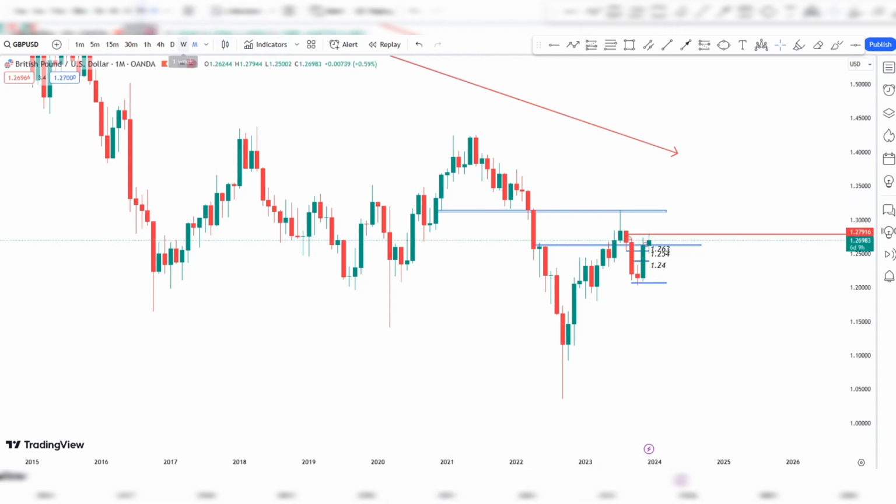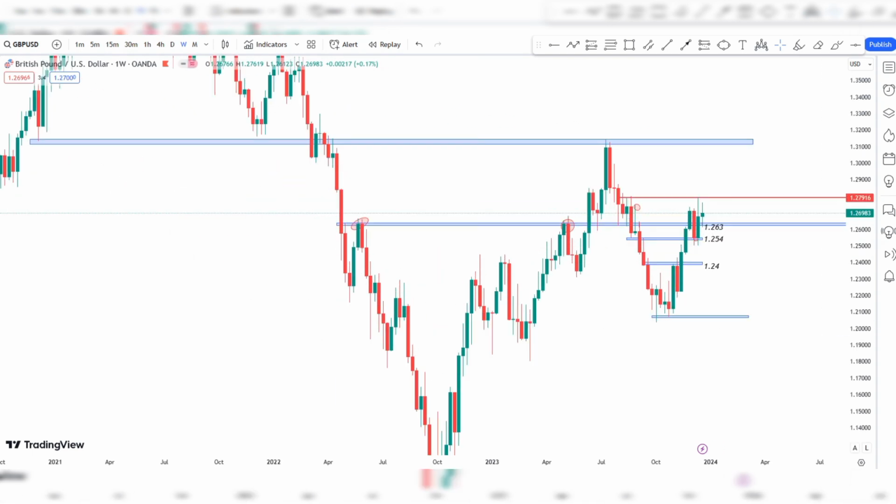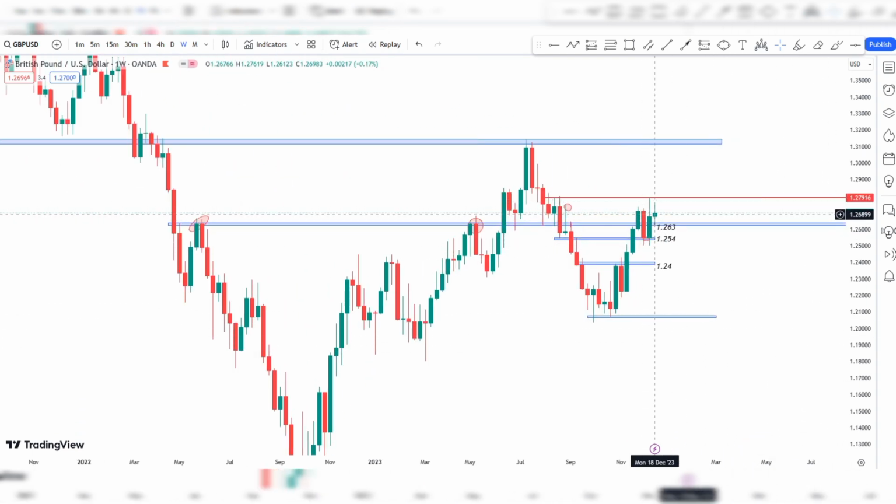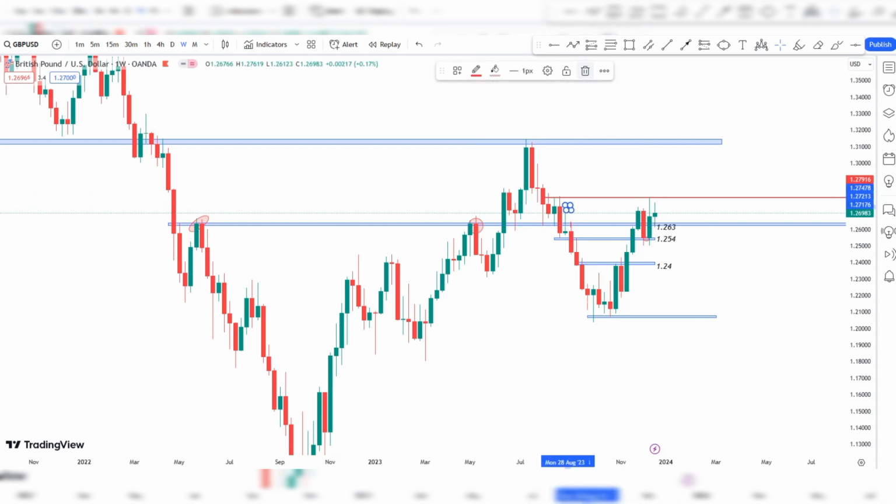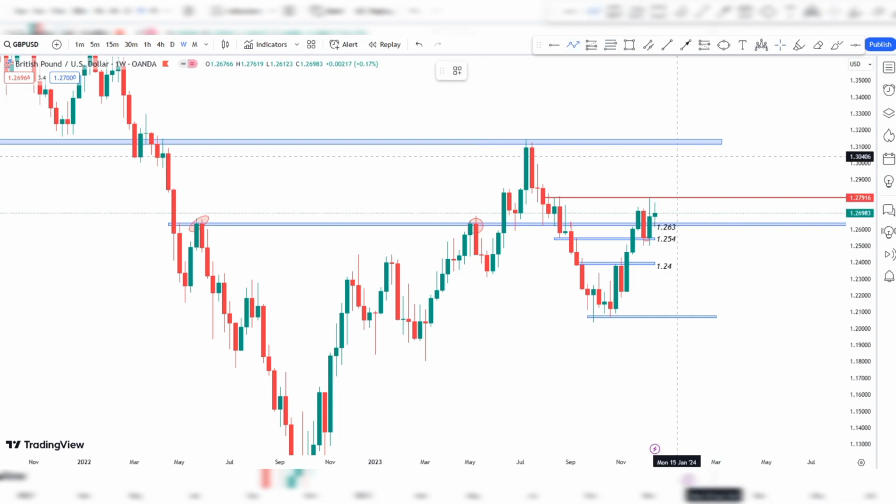And if we go to the weekly time frame as well, we can see closely the price is still above the area, but there is another resistance area at the 1.28 level, which I will be expecting that if price does break above that area, then we expect price to go all the way to the 1.3 area.